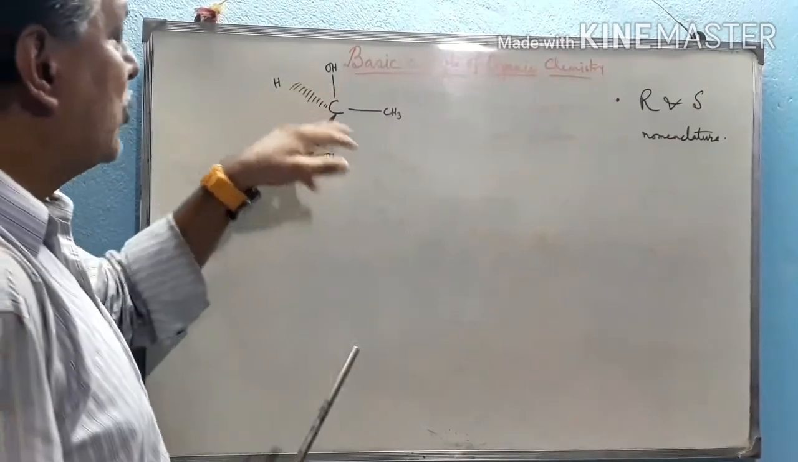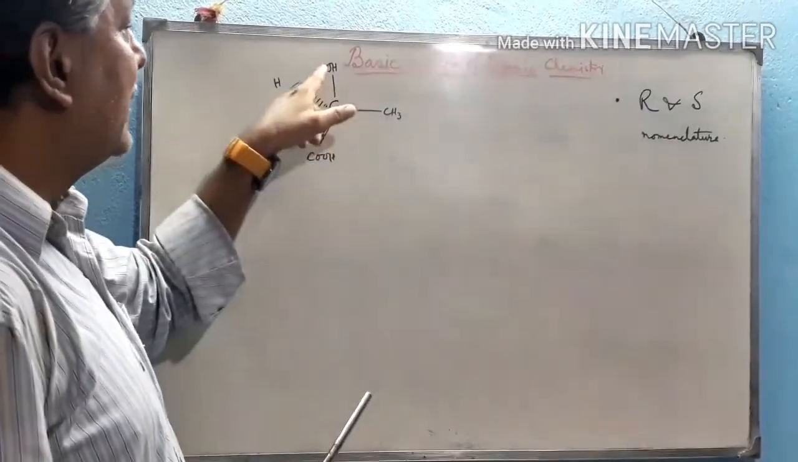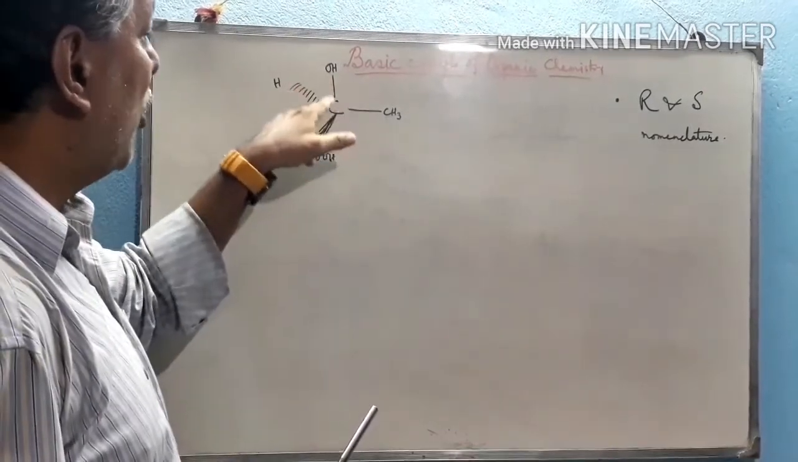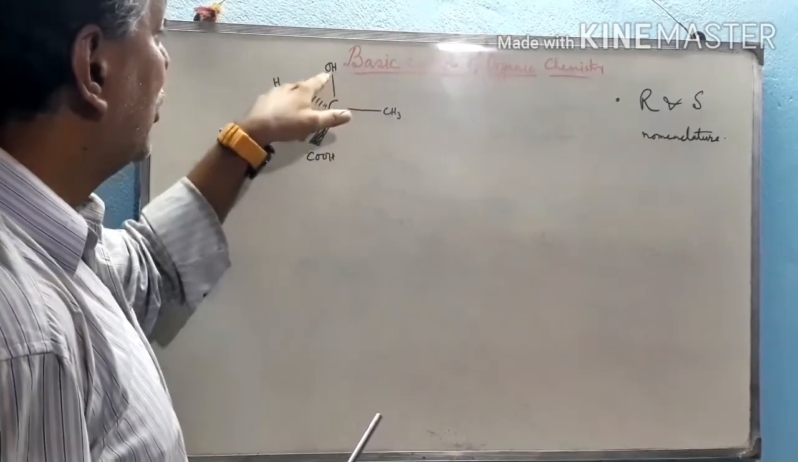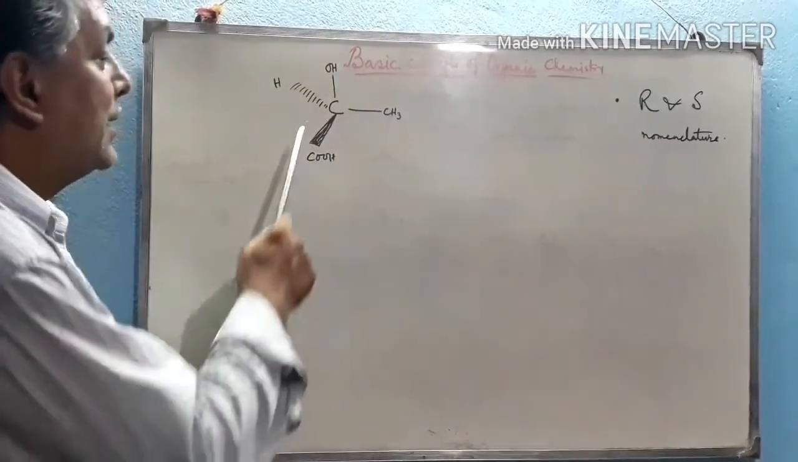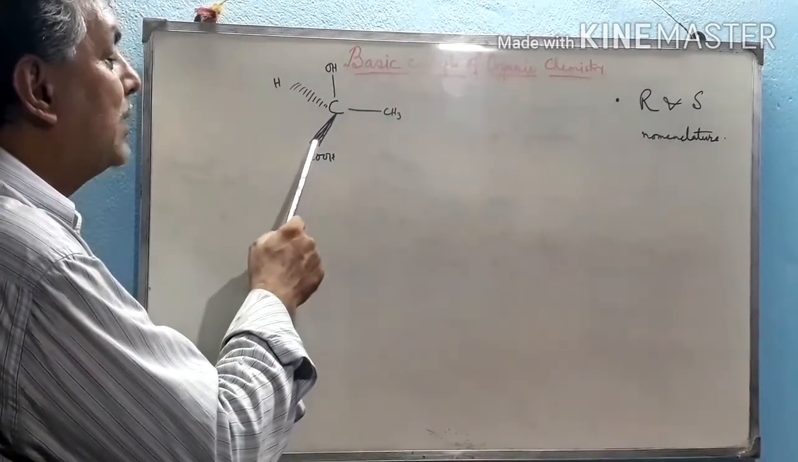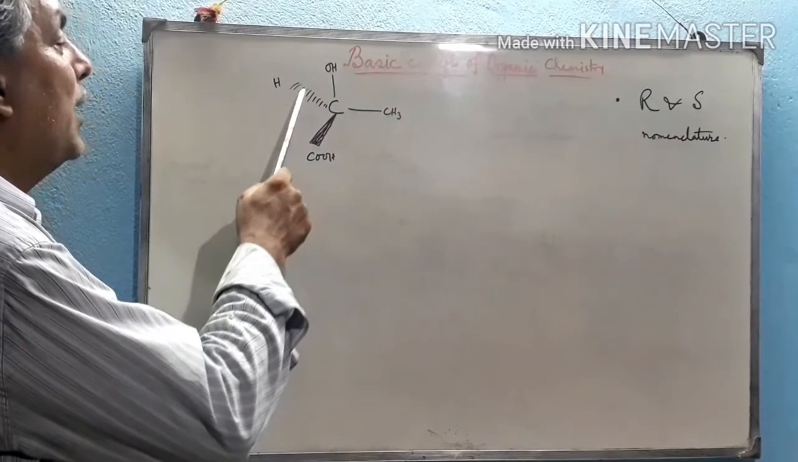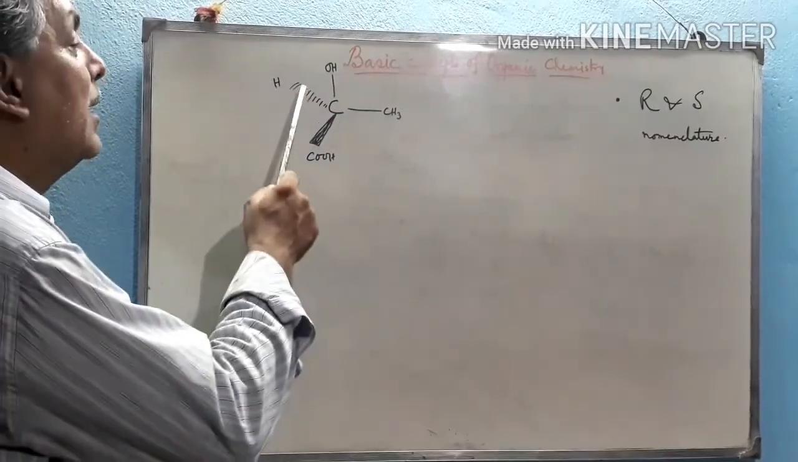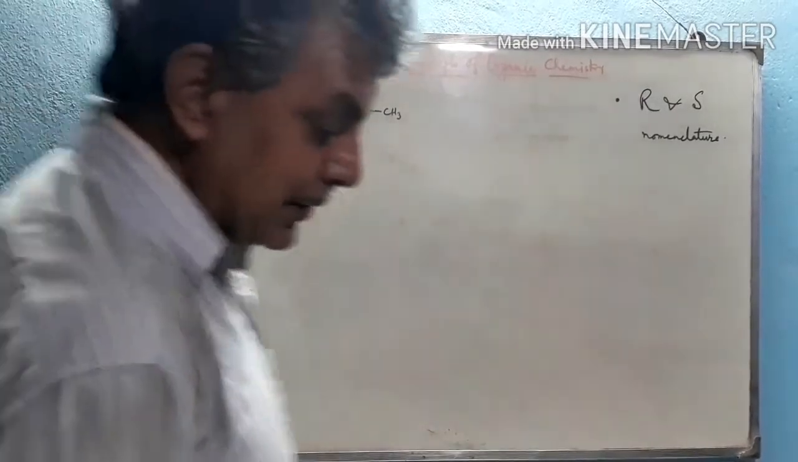Now, seeing this compound, this is the tetrahedral compound where this carbon is the chiral center. These two bonds, OH and CH3, are on the same plane. The straight line shows a bond on the plane, but this is the wedge structure. The wedge shows a group above the plane, and the dashed bond shows a group below the plane. Now this is the tetrahedral part.